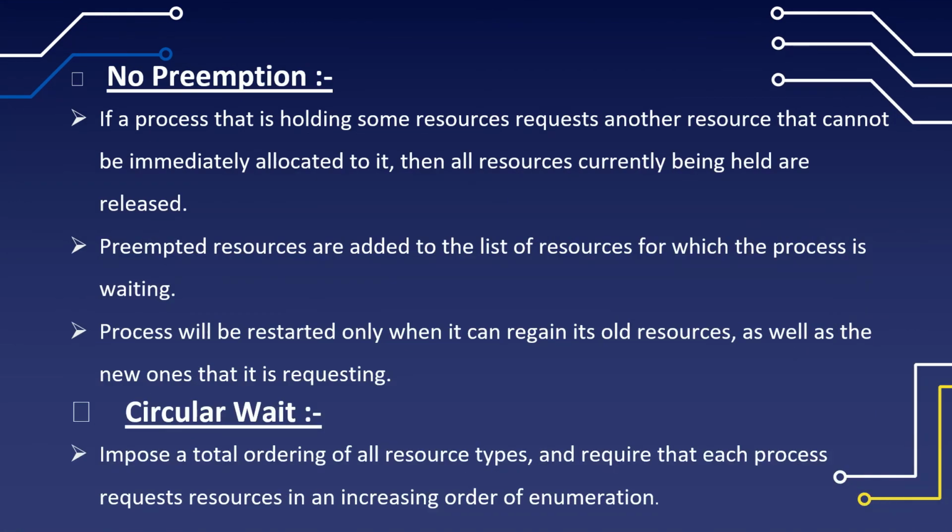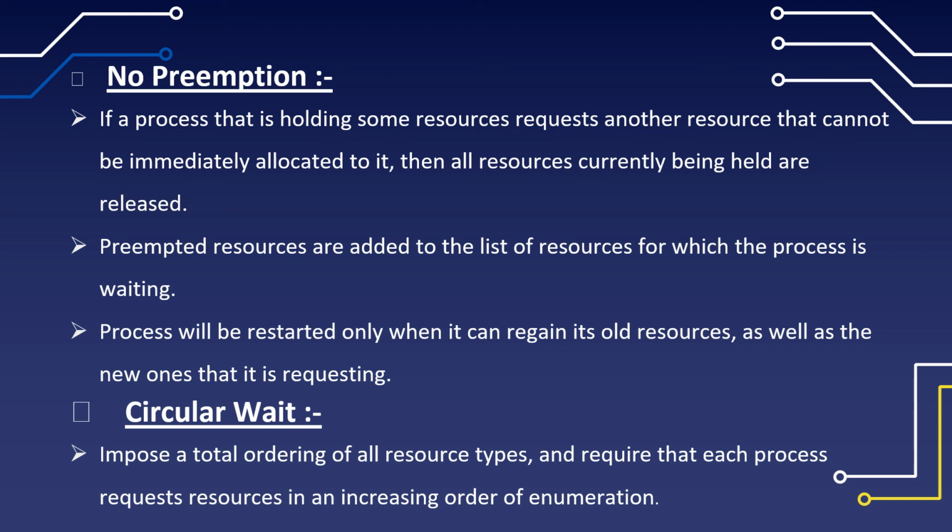And the next condition is no preemption. If a process that is holding some resources requests another resource that cannot be immediately allocated to it, then all resources currently being held are released. It means when a process is holding old resources and requests new resources, then all resources currently being held are released. We should release all the resources and the process can take the new resources.